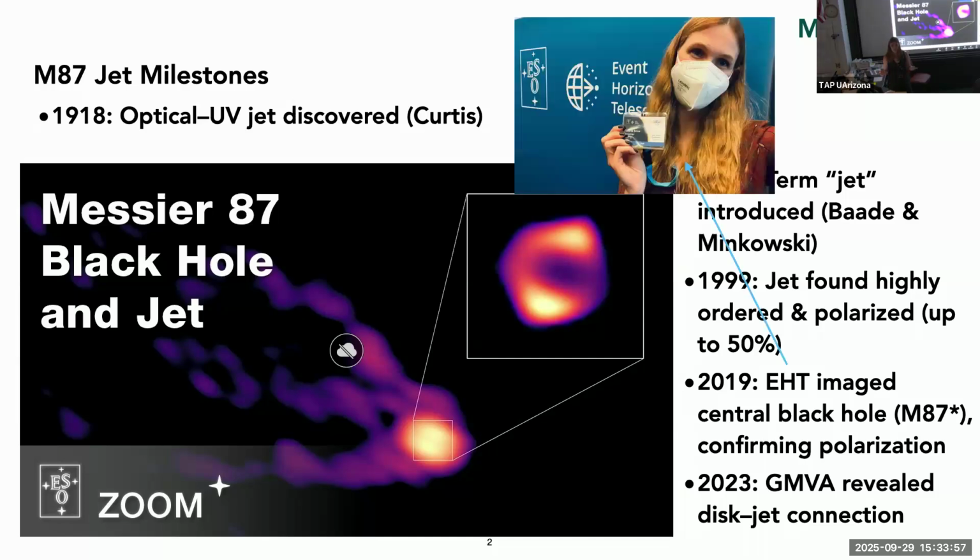So I myself am a member of the Event Horizon Telescope collaboration. I haven't been around for the first images, but I am working on polarization on Sagittarius A star and M87 as well.